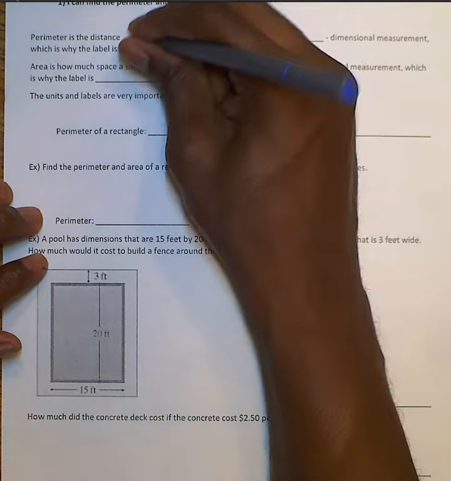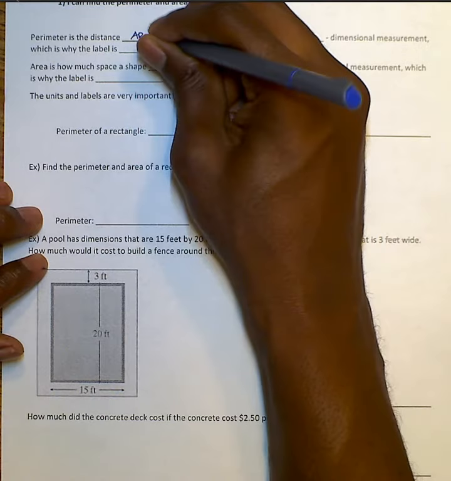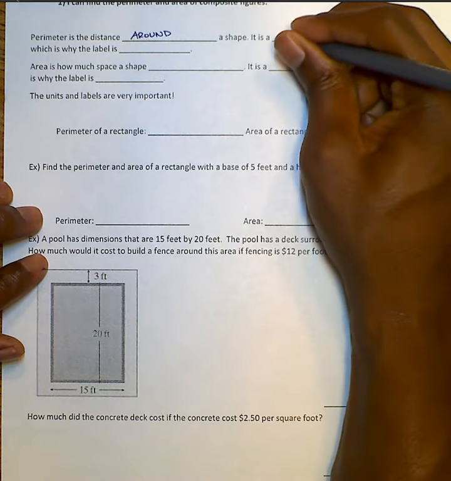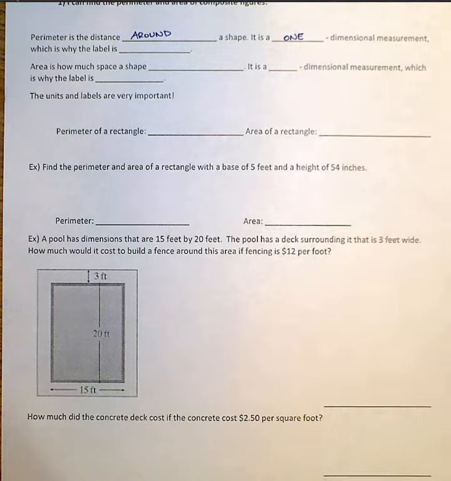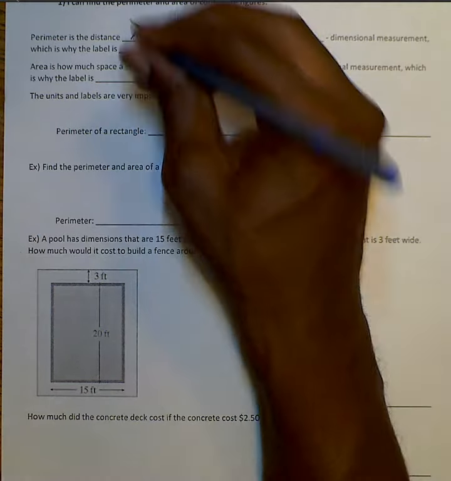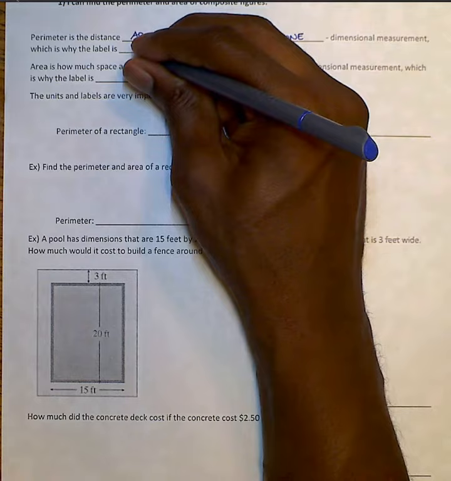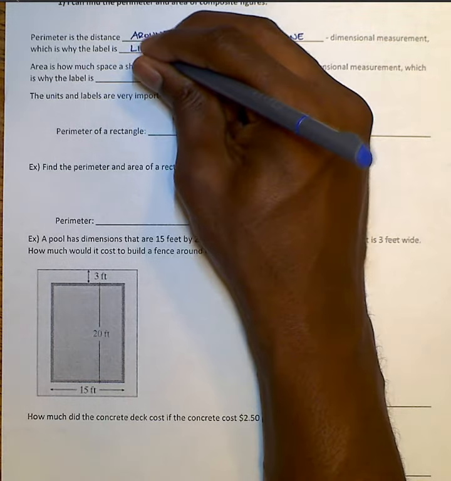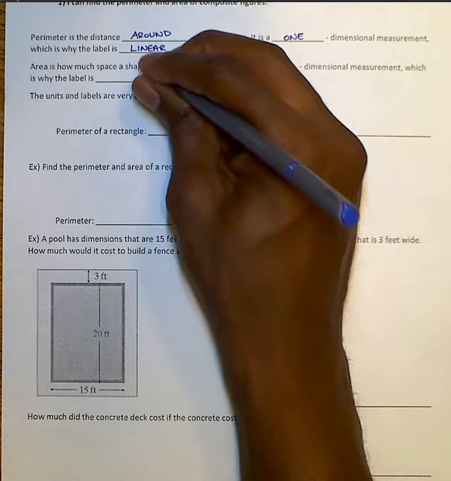It is a one-dimensional shape. One-dimensional measurement, which is why the label is linear. Okay, you'll see that in like inches, feet.